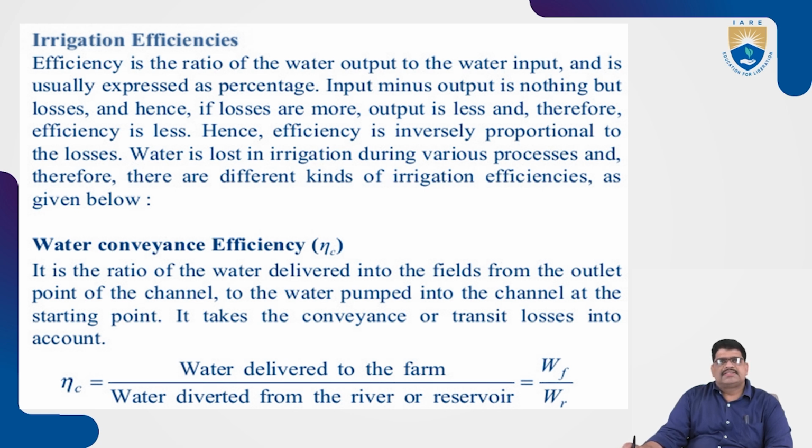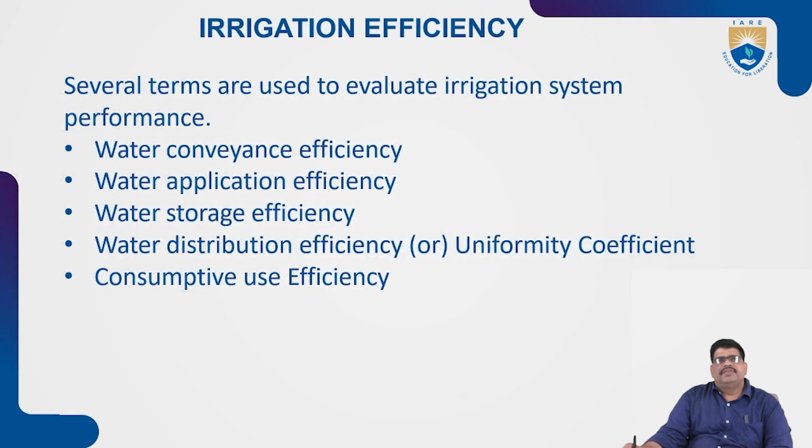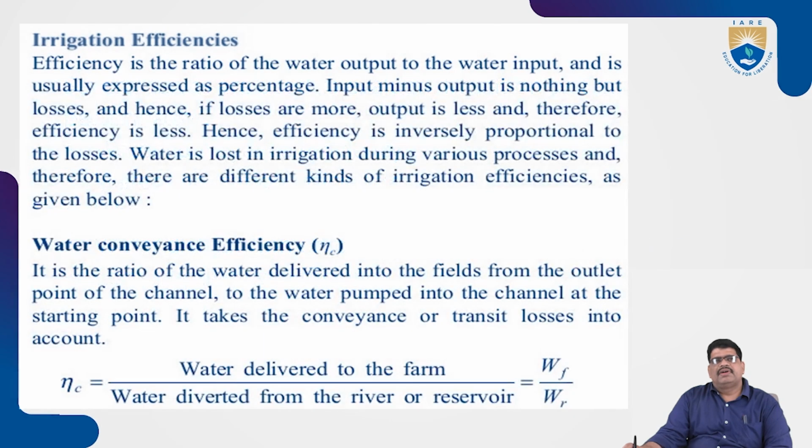So what are they? Let us see the water conveyance efficiency. The first one is water conveyance efficiency, as we discussed in the previous one. What is meant by water conveyance efficiency? It is the ratio of how much water is delivered to the fields at the outlet point of the channel, to the water pumped into the channel at the starting point. It takes the conveyance or transit losses into account.